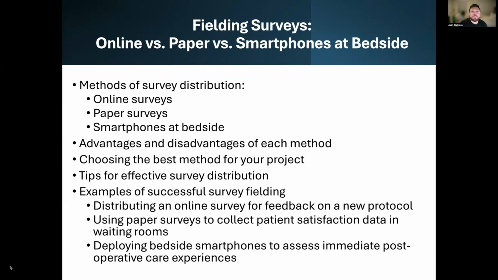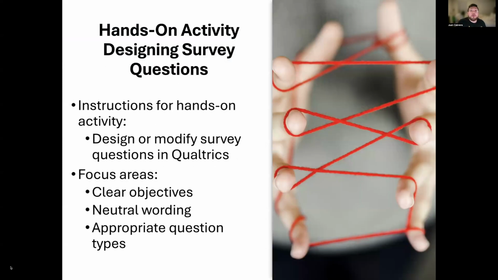When choosing the best method for your project, consider your target audience, your available resources, and the context of the survey. For example, if you're surveying patients during their hospital stay, smartphones at the bedside might be the most efficient method. For a broader staff survey, an online format could be more suitable. And as we'll see in Qualtrics later, you can actually design your online survey to have a mobile version as well.